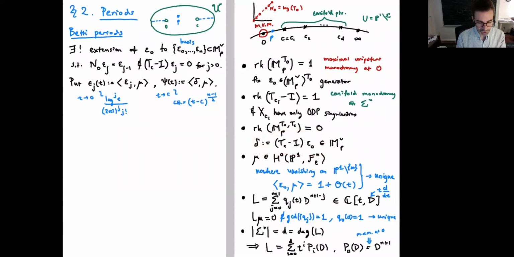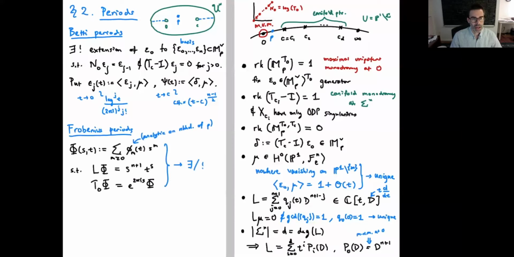Okay, so for periods, I put epsilon j of t, with this font of epsilon, equal to the pairing of mu against epsilon j. Asymptotically, as t goes to 0, these periods look like log to the j of t over a constant. On the other hand, we have the conifold period, the period of mu over the conifold vanishing sphere. As t goes to c, that period is asymptotic to t minus c to the (n minus 1) over 2. After all, it is a vanishing sphere. So at least for n bigger than 1, you have vanishing of that period.